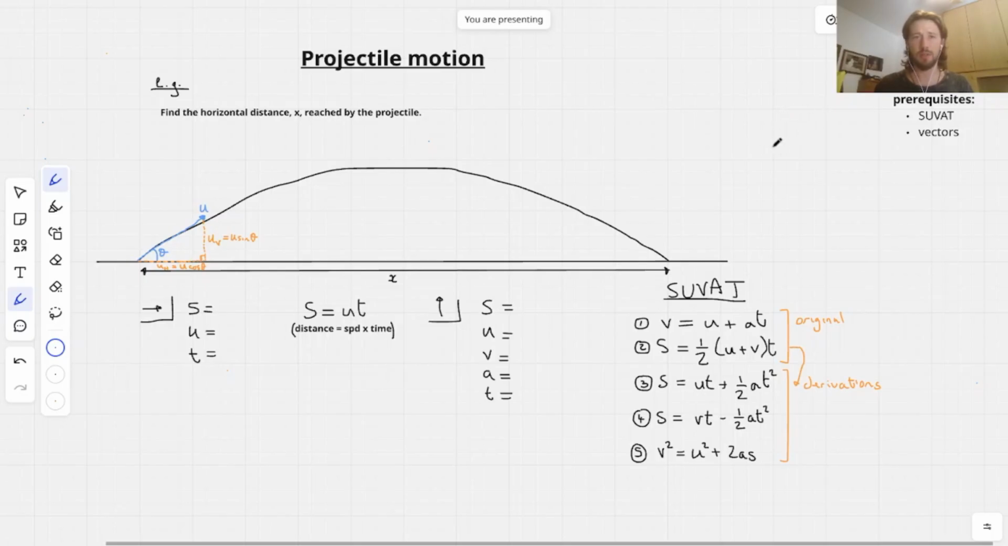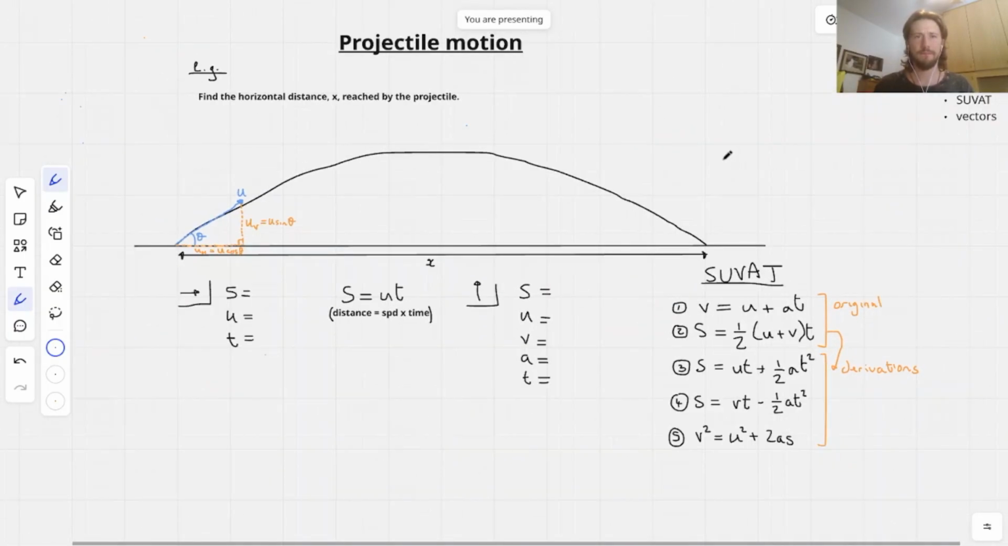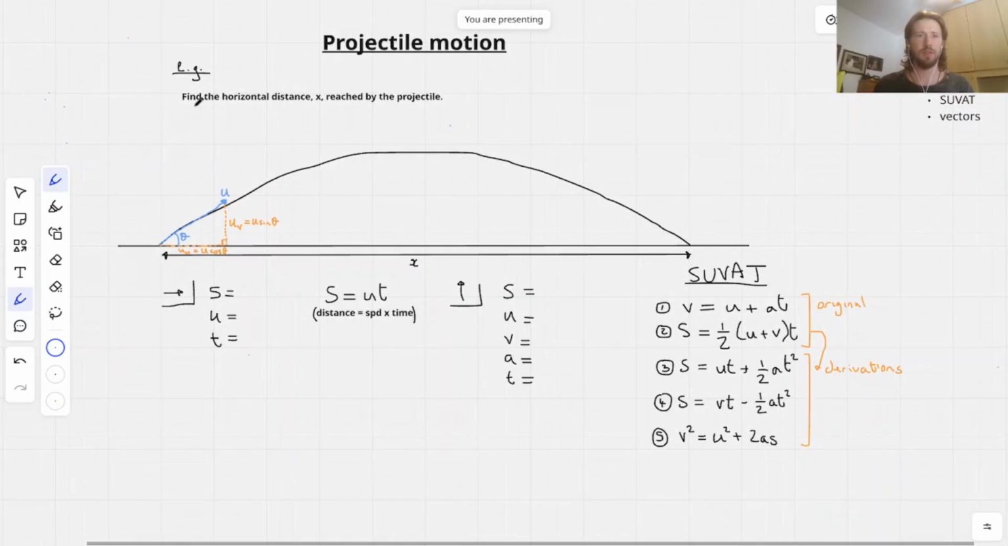Before you can do any projectile motion question, you need to know a bit about SUVAT and a bit about vectors. But we'll go through that as well briefly in this lesson. So let's take an example. Find the horizontal distance x reached by the projectile. So we shoot a projectile up at an angle theta with initial speed u, and it travels some horizontal distance x before landing on the ground. So it starts here and ends there.